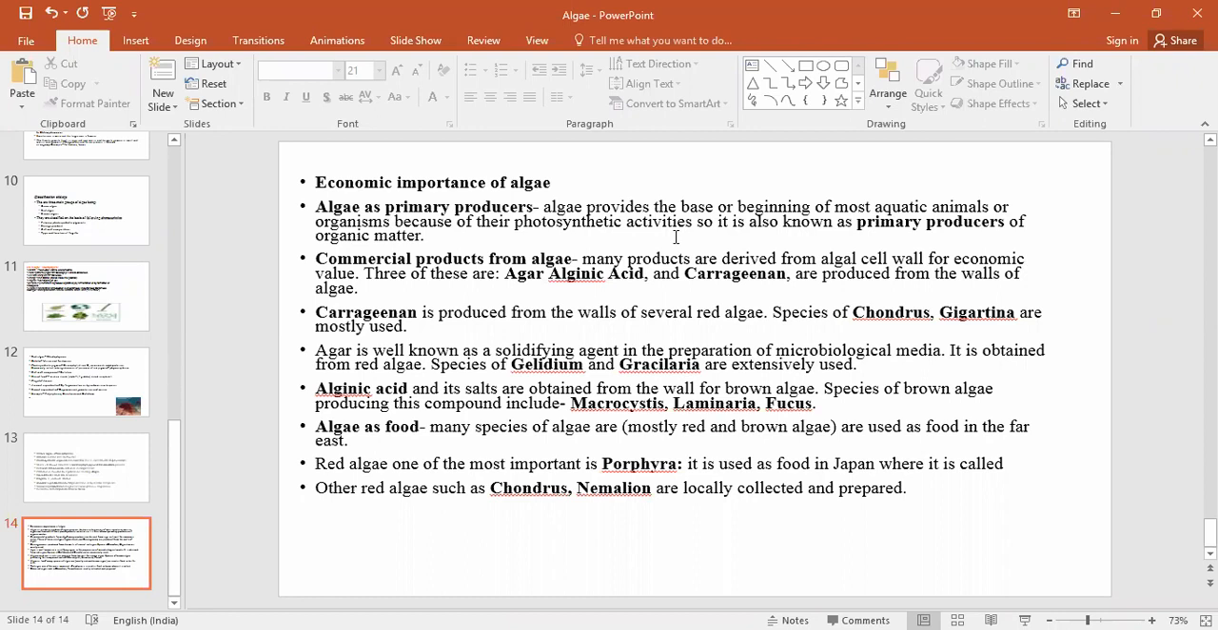Sometimes they are also used as food, mostly in Japan. For example, Porphyra is a red algae which is used in Japan as food. Then Chondrus and Laminaria are also used as food. Next, many algae are now used for the production of SCP, single cell protein. So this is all about the economical importance of the algae.